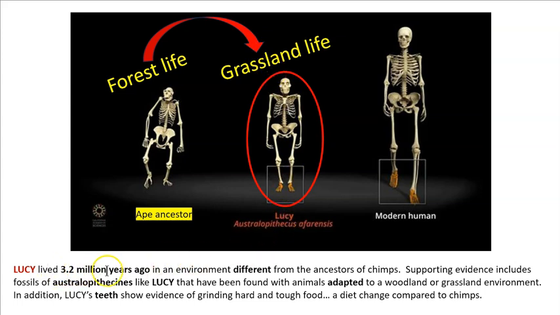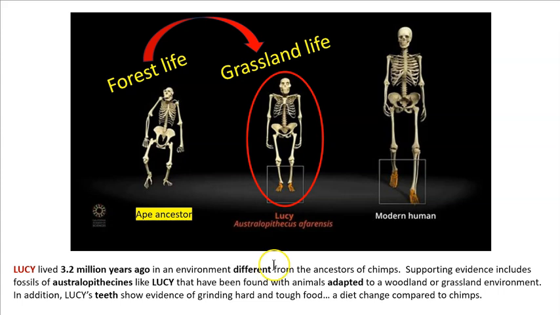Now, Lucy lived around 3.2 million years ago in an environment different from the ancestors of our chimps, and supporting evidence includes fossils of Australopithecines like Lucy that have been found with animals adapted to woodland or grassland environments. In addition, Lucy's teeth show evidence of grinding hard and tough food, a diet change compared to chimps.